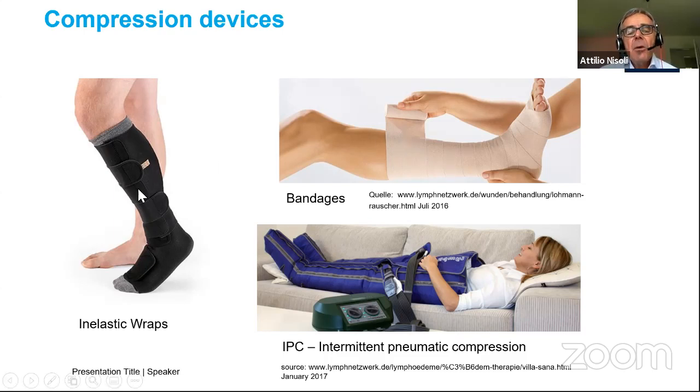That means with these two devices, we reach a high working pressure together with the activity of the calf muscle, of course, and we reach a low resting pressure. So when these people lay down, relaxed, no muscle activity, this is very similar with these two products. And last but not least, we all know the IPC, the intermittent pneumatic compression pumps.